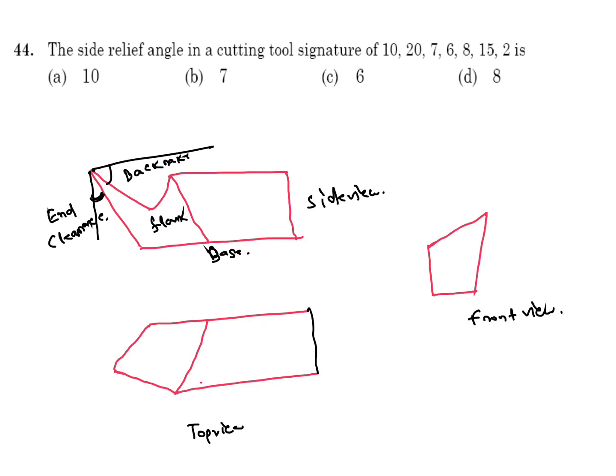And from the top view you will get this angle and this angle. This is the end cutting edge angle. This is the side cutting edge angle. This is the face of the cutting tool. This is the shank.